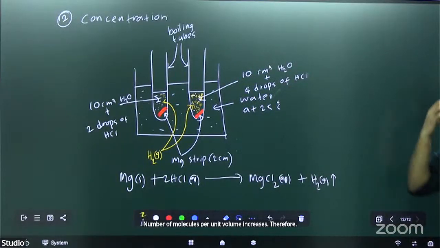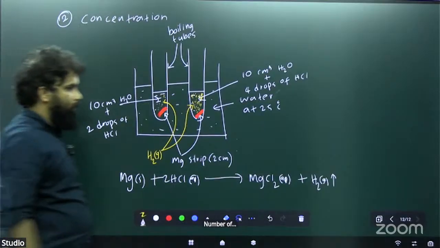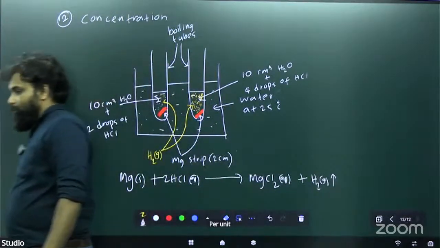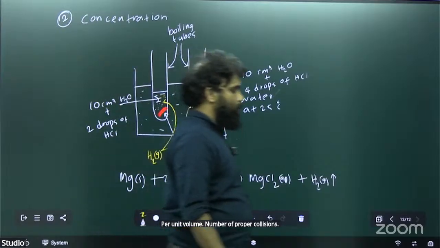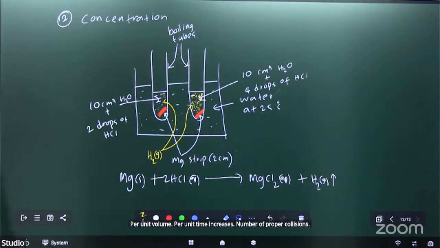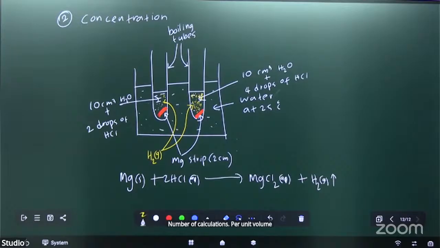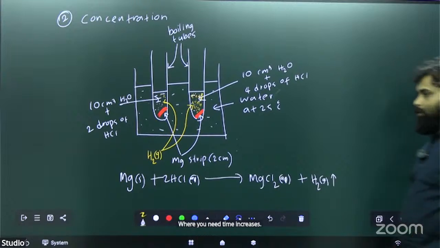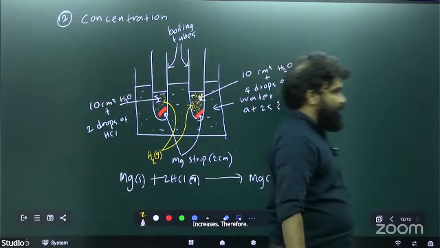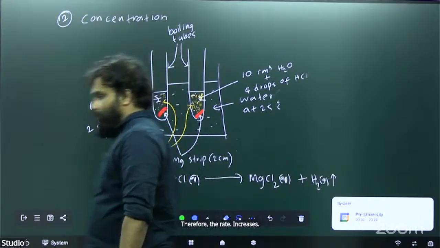Therefore, number of proper collisions per unit volume per unit time increases. Therefore, the rate increases.